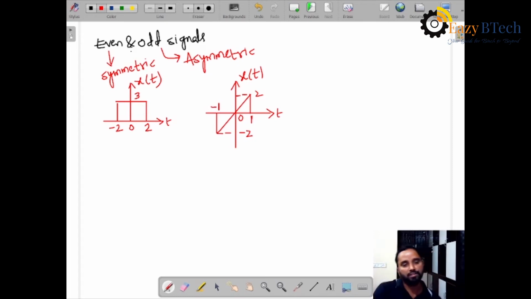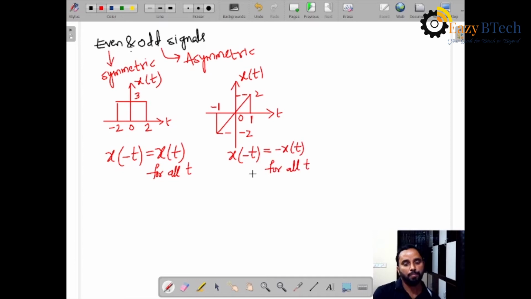Now come to the definitions. What is the definition of an even signal? x of -t, meaning time reversal of x of t, is equal to x of t again, for all values of t. Similarly, for an odd signal, x of -t is equal to minus of x of t for all t. We can check by the definition.